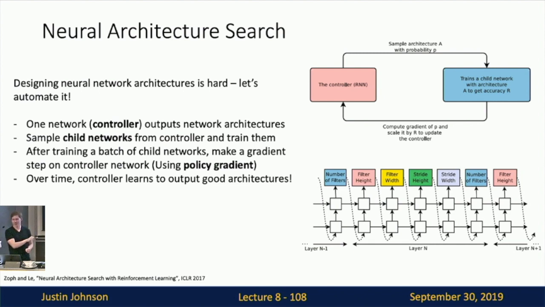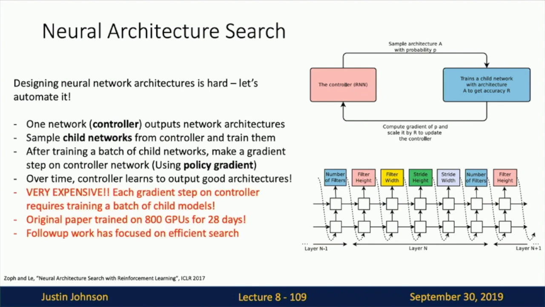So then in order to perform gradient descent on that controller, it's going to be very, very computationally expensive. But over time, this controller should learn to produce good neural network architectures. This was a really cool idea, but the initial version of this was just unbelievably computationally expensive.